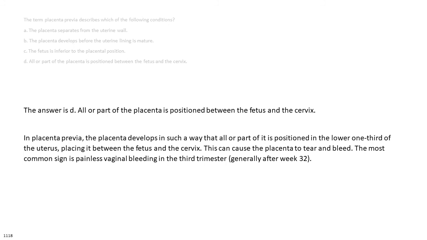The answer is D. All or part of the placenta is positioned between the fetus and the cervix. In placenta previa, the placenta develops in such a way that all or part of it is positioned in the lower one-third of the uterus, placing it between the fetus and the cervix. This can cause the placenta to tear and bleed. The most common sign is painless vaginal bleeding in the third trimester, generally after week 32.